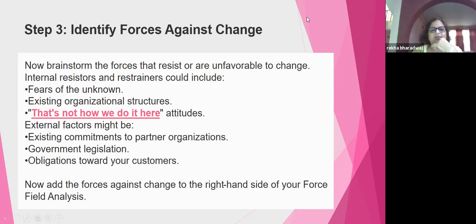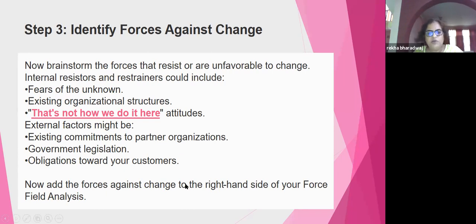Internal resistors and restrainers could include fear of the unknown. At least this is a known level. Existing organizational structures. Like for one, for people to transition from classroom training to online training, there was so much difficulty in the beginning. That's not how we do it here attitudes. And external factors may be existing commitments to partner organizations, government legislation, obligations towards your customers.